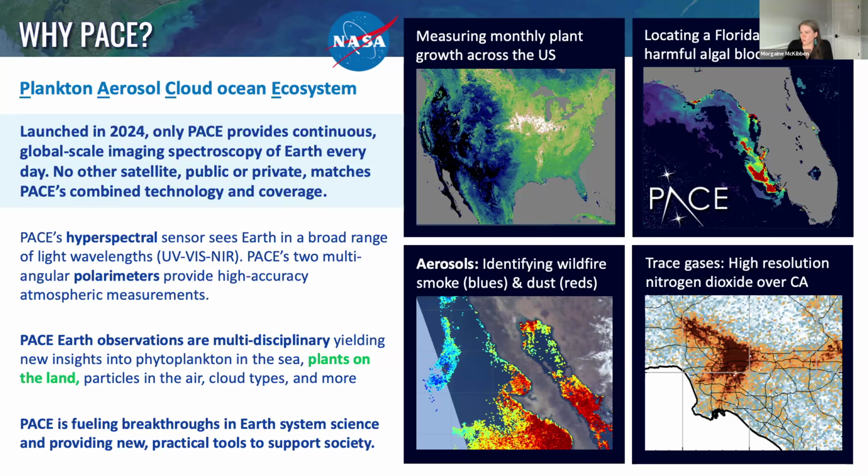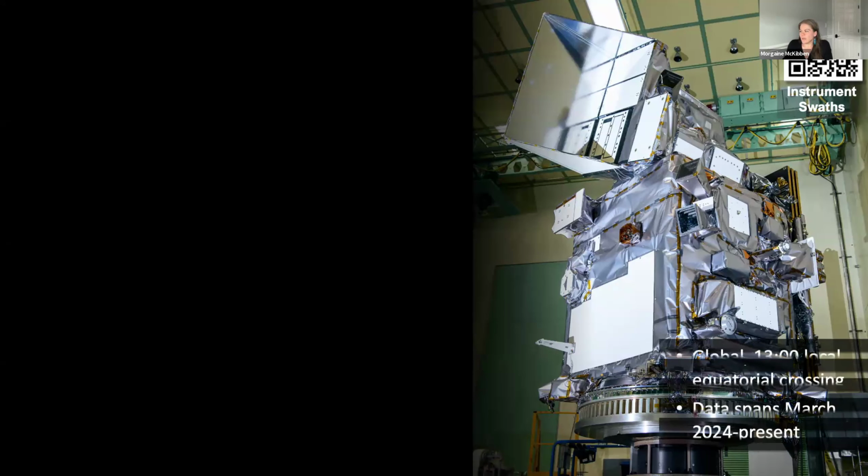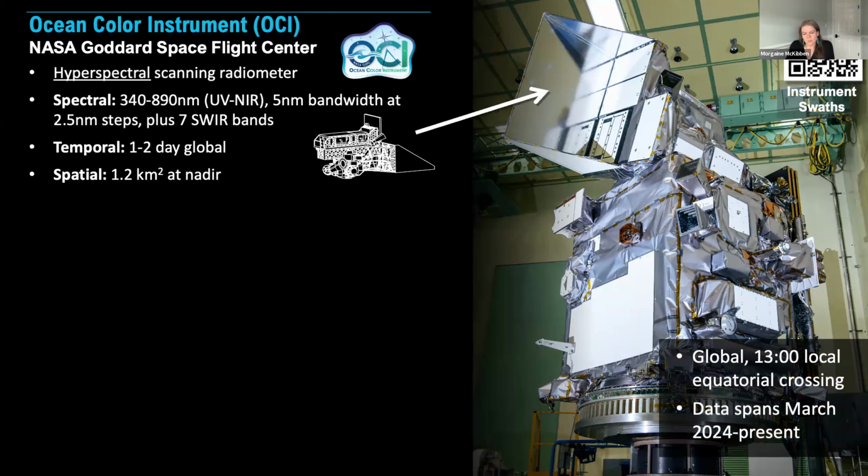I'm going to give you a little bit of an overview of our instrumentation and then dive into the land part of PACE. So this is the PACE Observatory. As I already mentioned, it's a global polar orbiting mission. It has a 1,300 local equatorial crossover time every day. Our data spans March 2024 through present.